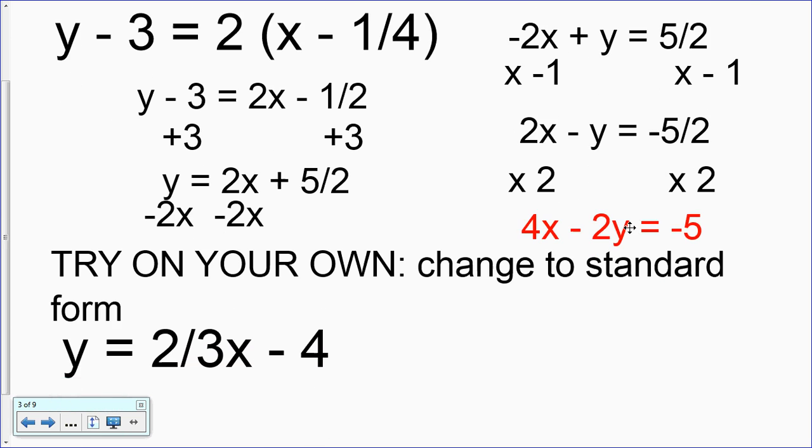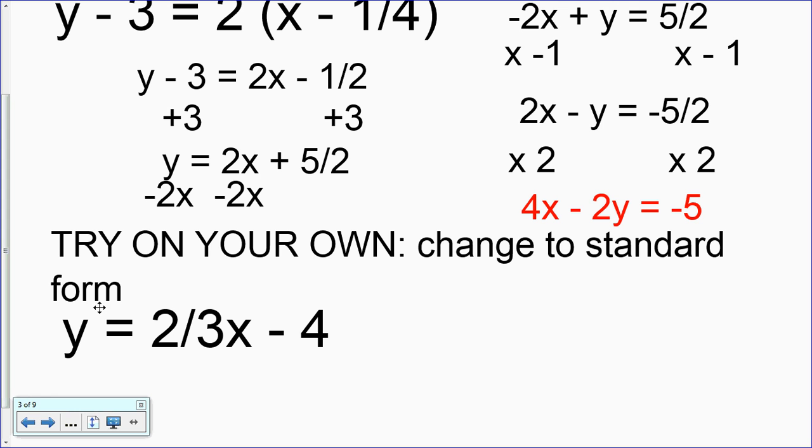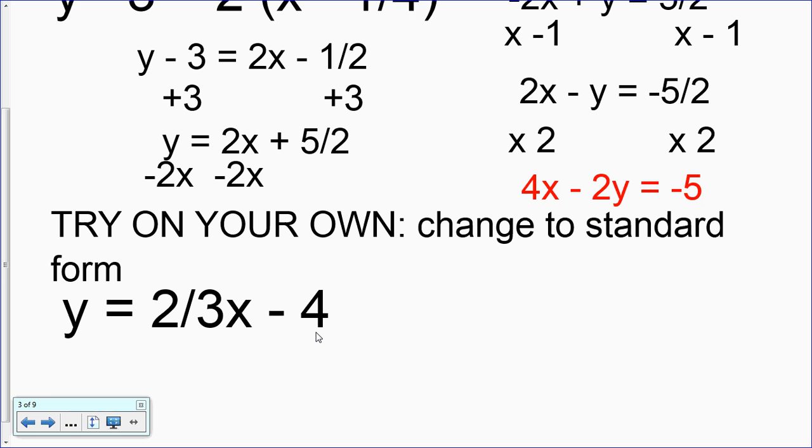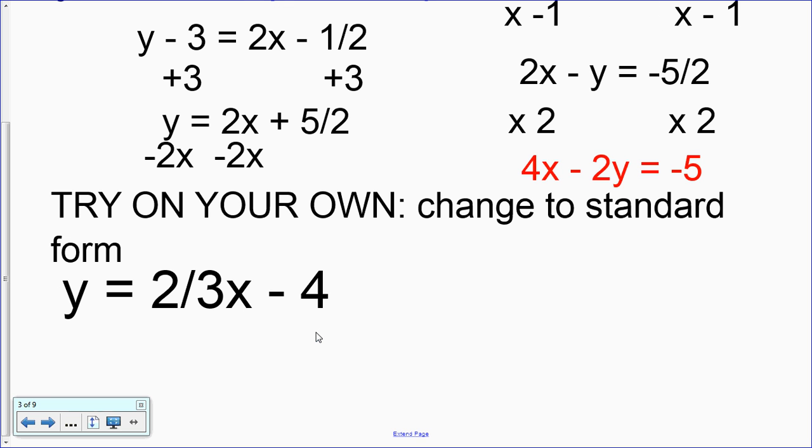Okay? Now you're going to try this one on your own. Luckily this one's already in slope intercept form, so you don't have to do as many steps, but you still need to put it in standard form following those 4 rules. Okay? So go ahead and try this one on your own. When you come back, I'll have the answer for you.